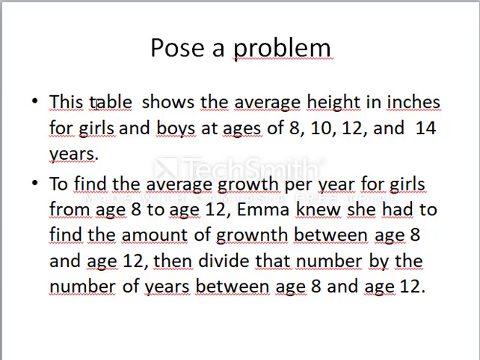Pose a problem. The table shows the average height in inches for a girl and a boy at ages 8, 10, 12, and 14 years. To find the average growth per year for girls from age 8 to age 12, Emma knew she had to find the amount of growth between age 12 and age 8. Then divide the number by the number of years between age 8 and age 12.